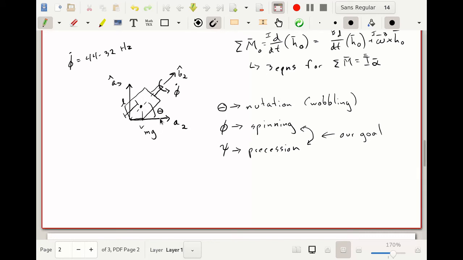So based on this diagram, let's look at what reference frame A is doing. What is my angular velocity of A, with axes A1, A2, A3? The angular velocity of reference frame A with respect to the inertial frame is equal to my precession rate times A3. Another way to say that is psi dot E3.